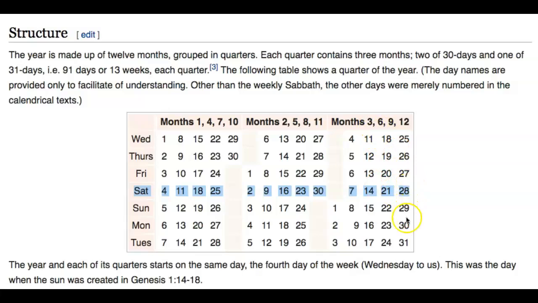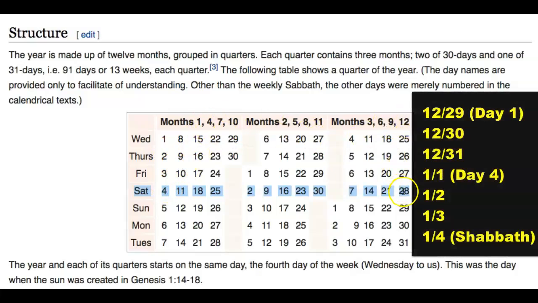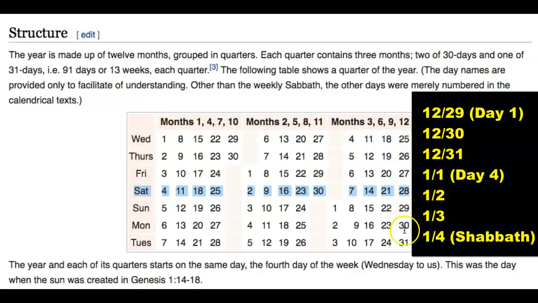So from 3/28, you go 1, 2, 3, 4, 5, 6, 7 to get 4/4, and it just keeps going all the way. So when you get to 12/28, you get 12/29, 12/30, 12/31, and then you get the new year 1/1, 1/2, 1/3, and then 1/4 for your Sabbath, and the cycle just keeps repeating and keeps going.